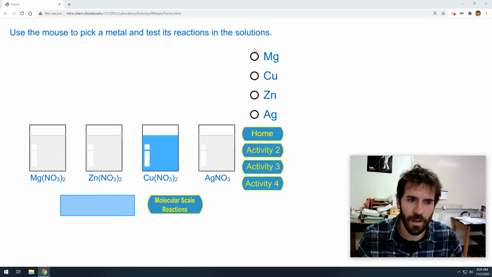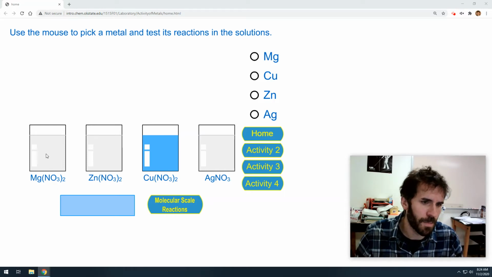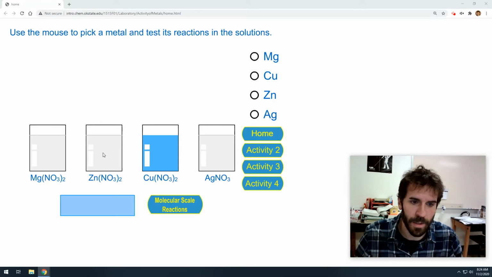For activity 1, notice these are all nitrates, so they are completely soluble in water, which means the ions have separated. In my first beaker, I'm going to have magnesium 2+ ions in solution. My second beaker, I have zinc 2+ ions in solution. My third beaker, I have copper 2+ ions in solution. And finally, I've got silver +1 ions in solution.